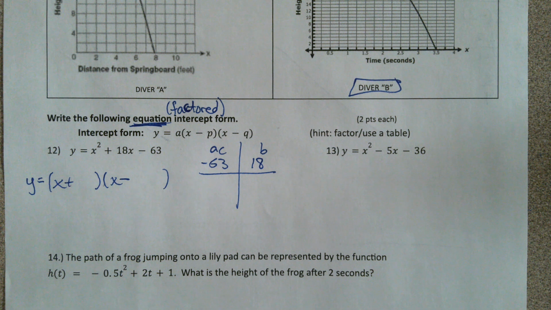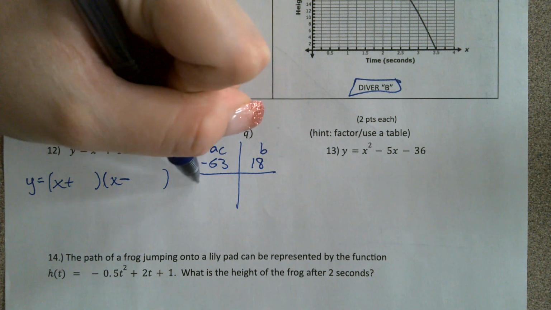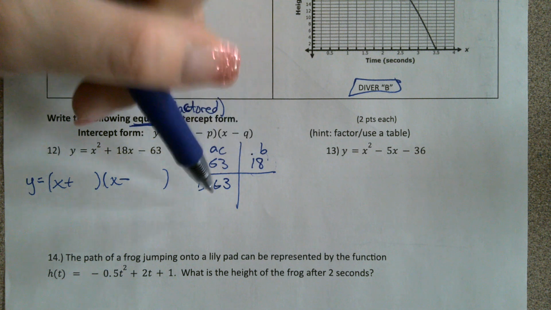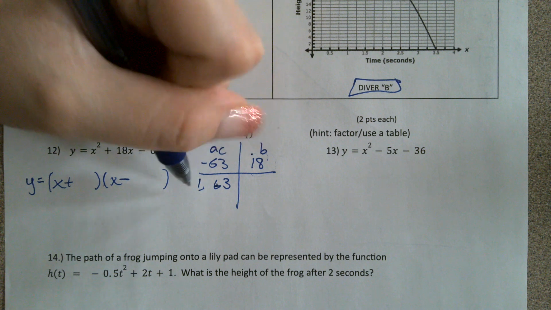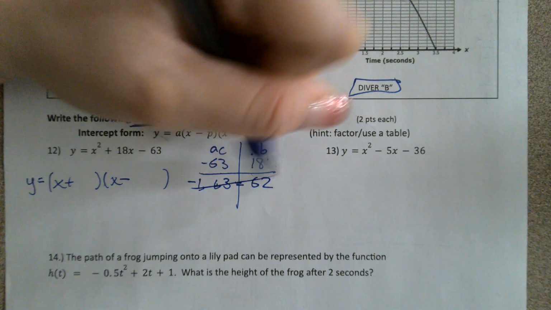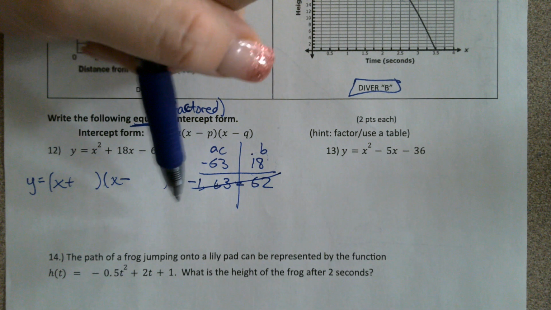All right, let's think of factors of 63 that could give us 18. We'll start with the obvious two, 1 and 63. To get positive 18, the bigger number has to be positive. So I'm going to put that negative on the 1. That gives us 62. That's not what we're looking for. So let's keep looking.